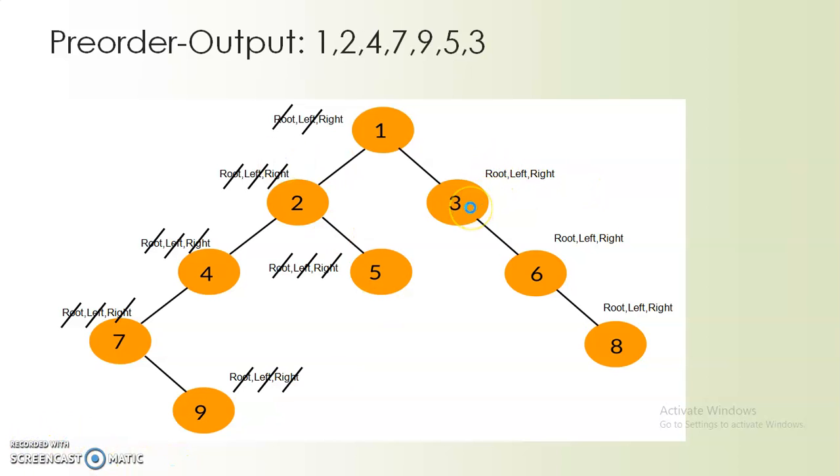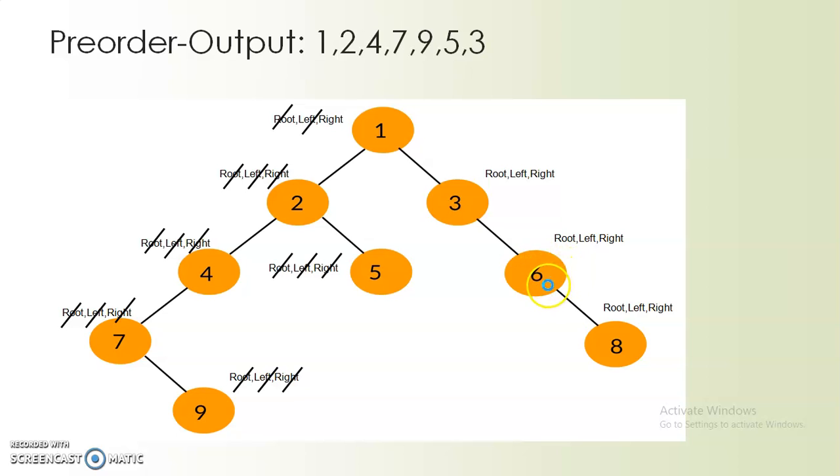Okay, 3 is on the right, so display the 3 on the output. Next, check whether the left subtree is available for that 3. There is no left subtree, so check whether it is having a right subtree. It is having a right subtree, so move on to the right and display the 6 in the output. Now we'll show the 6 in the output.